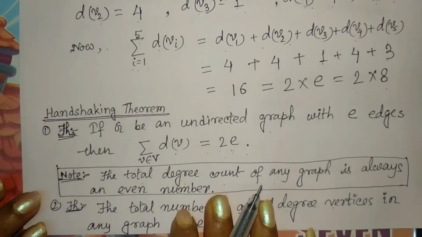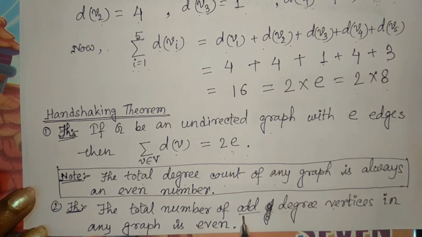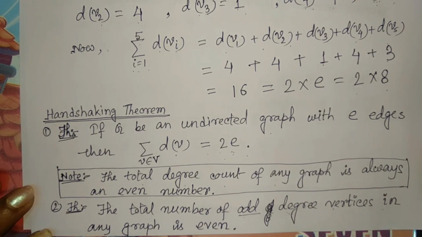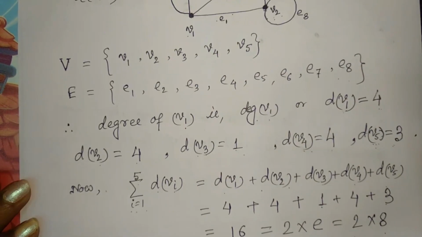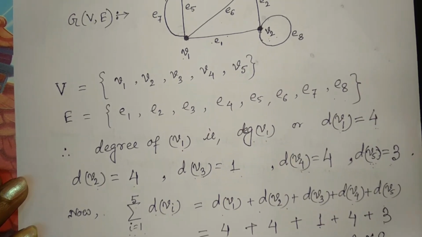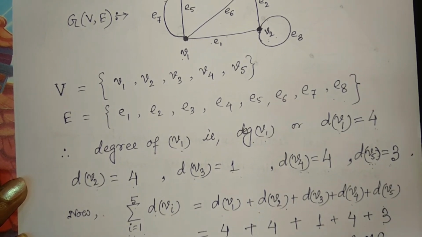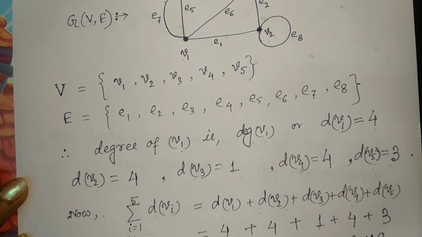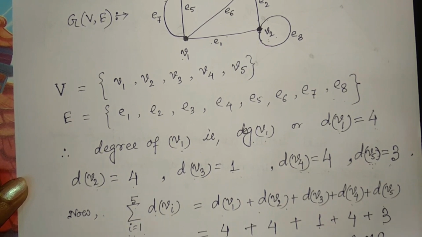Now according to the theorem, the total number of odd degree vertices in any graph is even. And it is very obvious, because we know that even plus even is an even number, odd plus odd is also an even number, and odd plus even is an odd number. Our total degree count is even. That's why, if the odd degree vertices were odd in number, then we would never get an even number as a summation. That's why, if any odd degree vertices exist in the graph, their number has to be even.